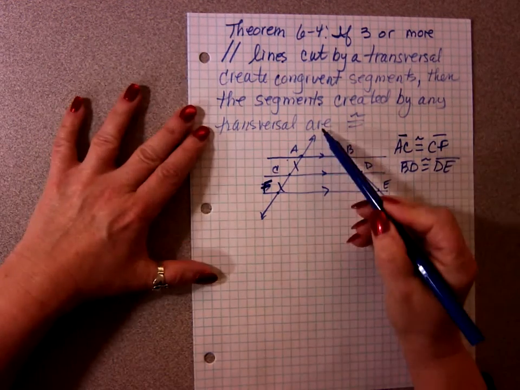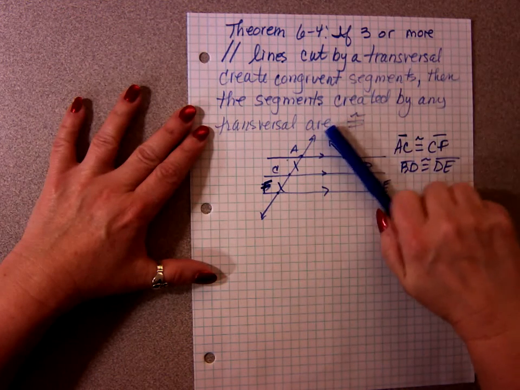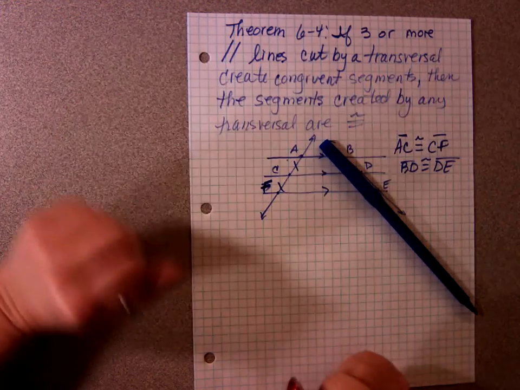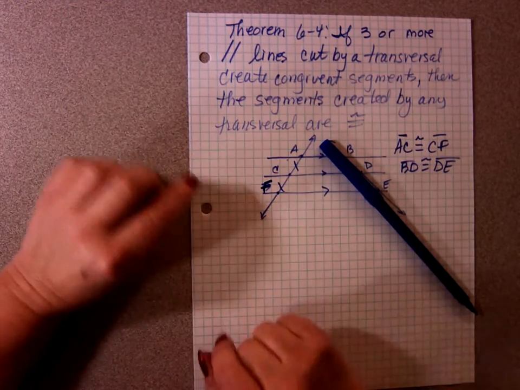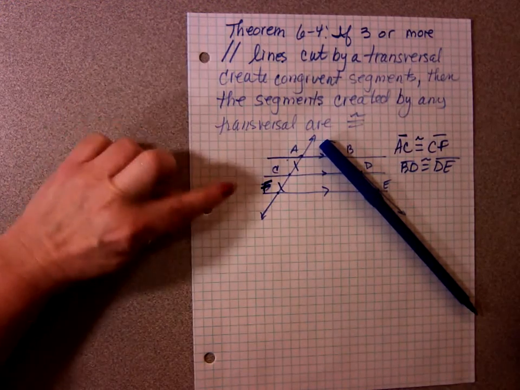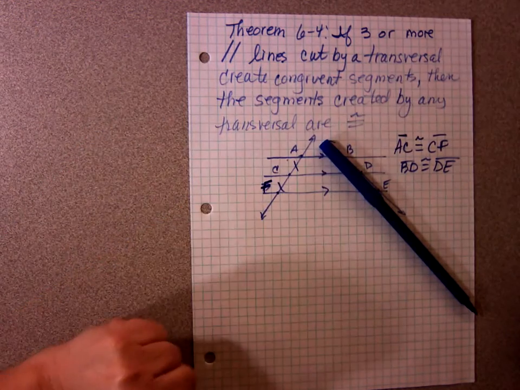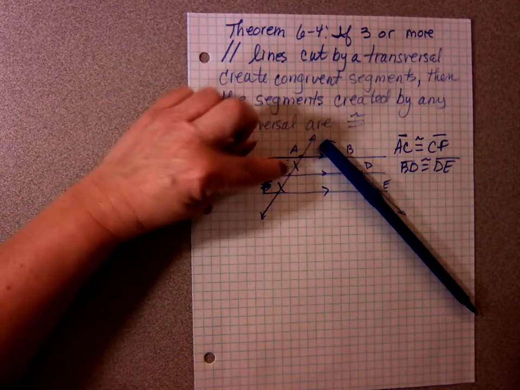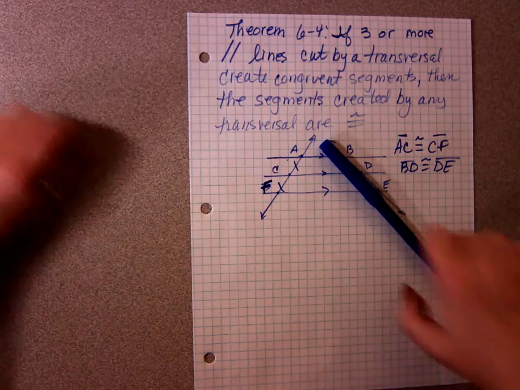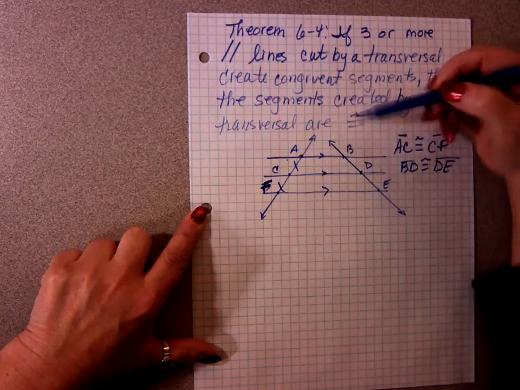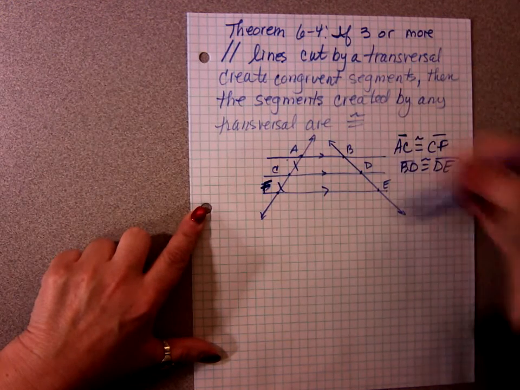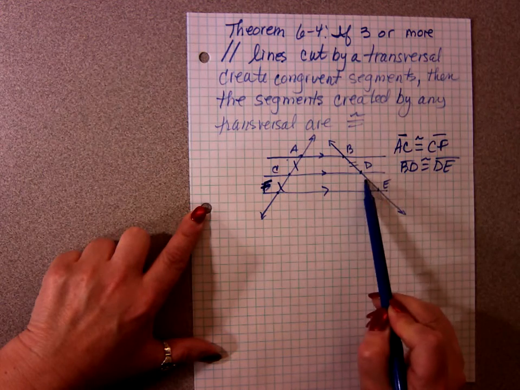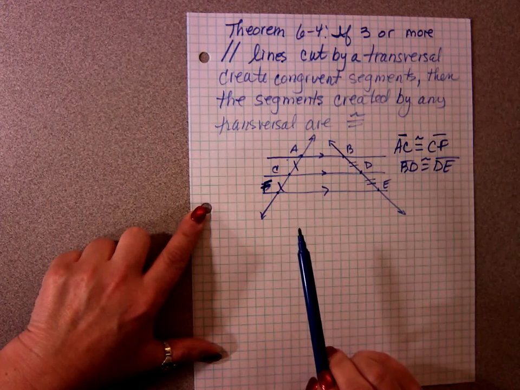So, if I have a situation where I have 3 parallel lines, well, it says 2 or more, so it could be 4 or 5. But here I have 3 parallel lines. They're cut by this transversal, and they are the distance apart enough that these segments are congruent. Then, no matter what transversal I cut these 3 parallel lines with, it will create congruent segments.